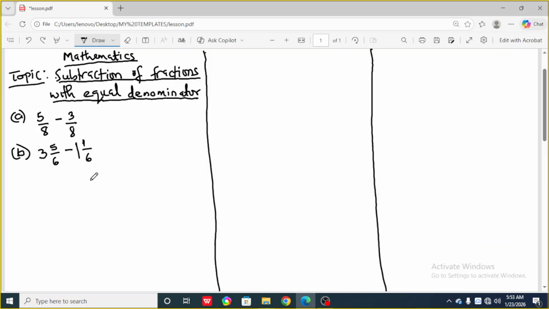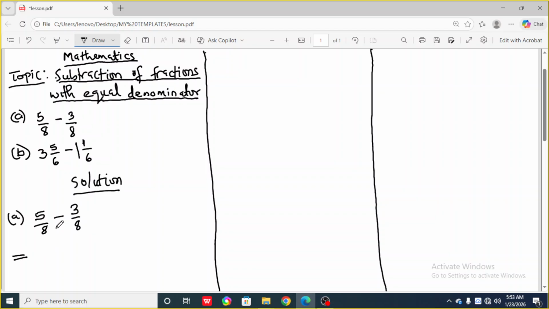Hello viewers, today I want us to consider subtraction of fractions with equal denominator, and I have two examples to explain the topic. So solution, let me start with example 1, which is A. The question asks us to subtract 3/8 from 5/8.